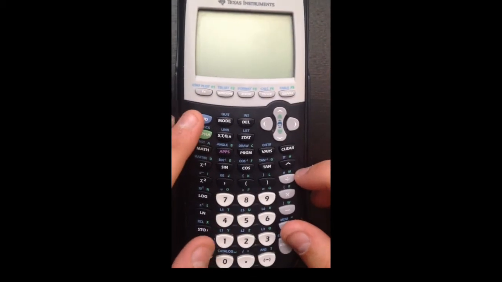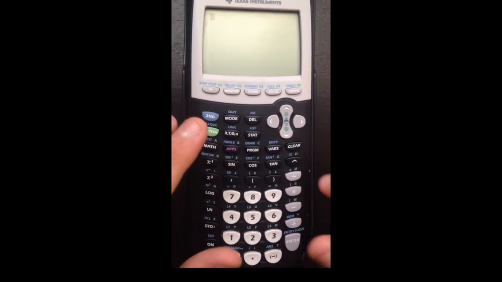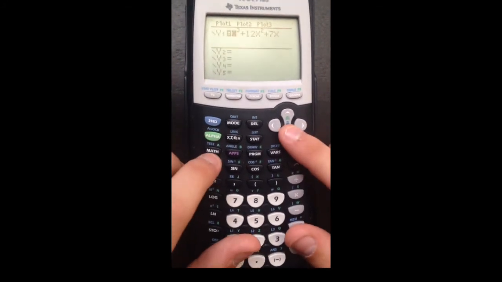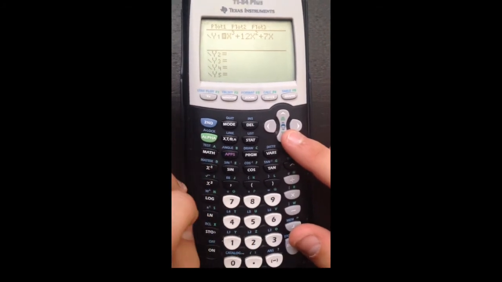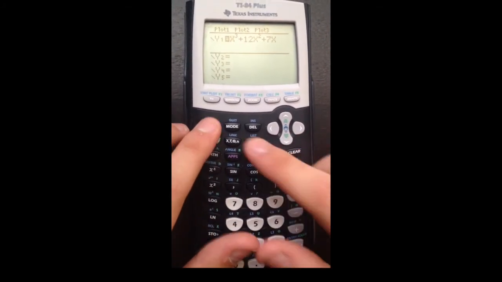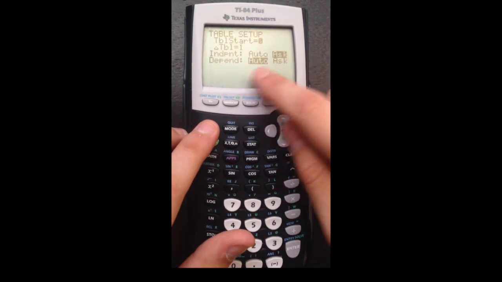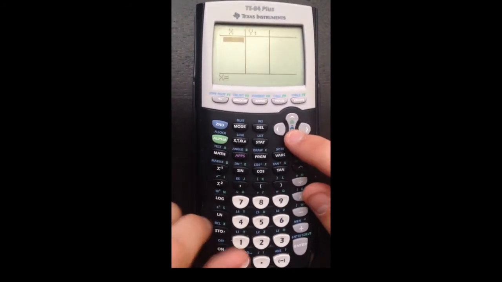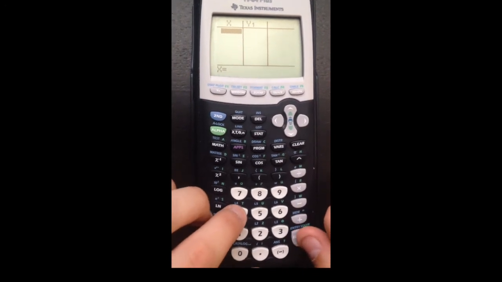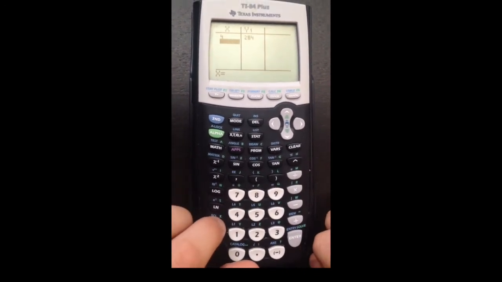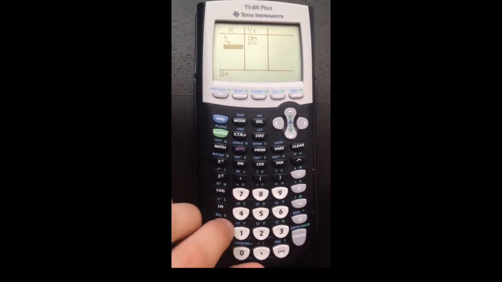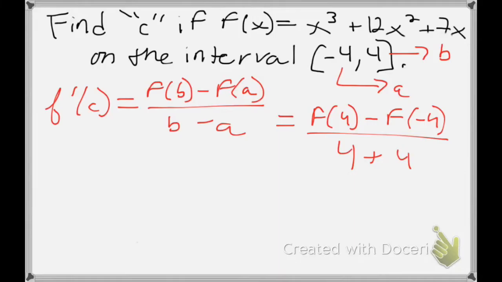Here's how you can find the y values for our respective x values in our cube equation. You go to your y equals, you type in your equation, which is x cubed plus 12x squared plus 7x, and then you make sure your table set is on independent ask. You go to your table, which is second graph, and you type in our b value, which is 4. This gives us a y value of 284, and you type in your a value, which is negative 4, and this gives us a value of 100.